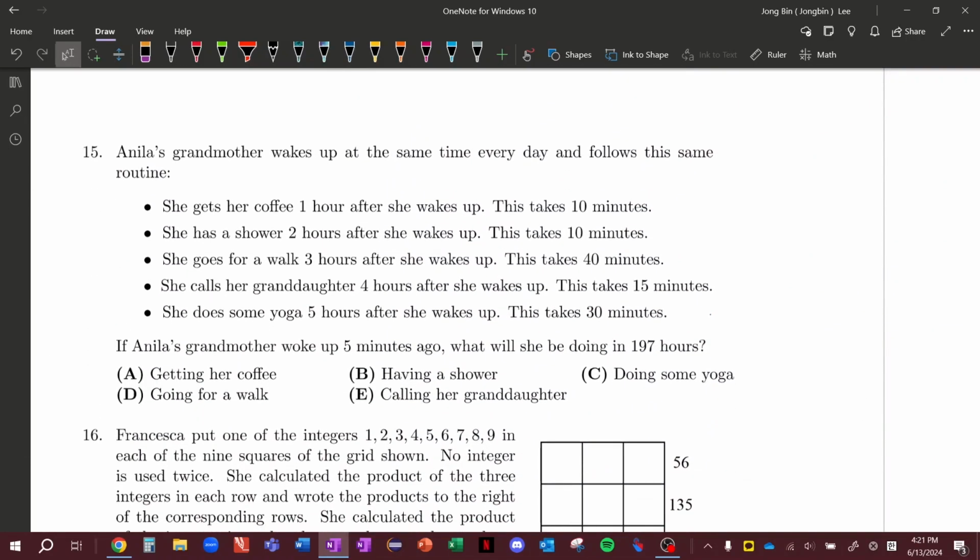Okay, moving on. Anila's grandmother wakes up at the same time every day and follows the same routine. She gets her coffee 1 hour after she wakes up, which takes 10 minutes. She takes a shower 2 hours after, and so on. And the question asks, if Anila's grandmother woke up 5 minutes ago, what will she be doing in 197 hours?